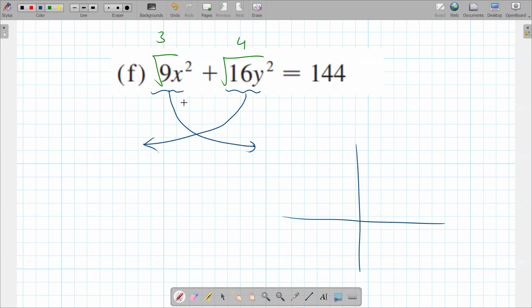That means this 3 unit for x would apply to y. Your y would go 3 units in both directions. Your 4 units for y would apply to your x. So your x will go 4 units in both directions, okay? Like this. And then you kind of connect the points. It's not a circle, it's an ellipse, so it's gonna be fatter on one side than another one. So it looks kind of like that.